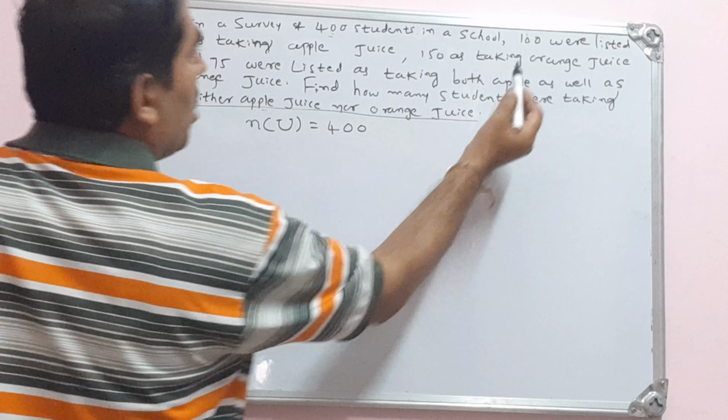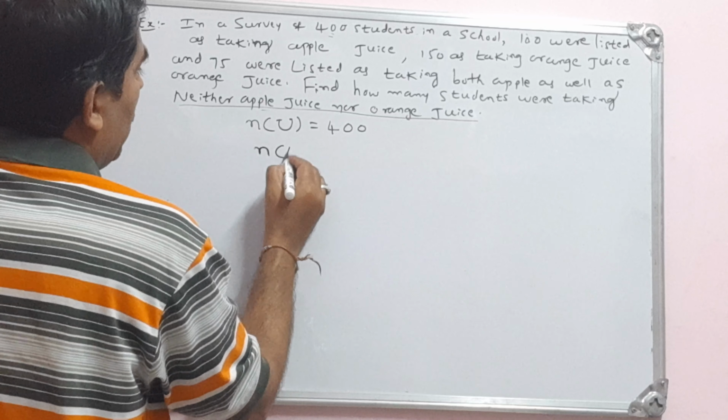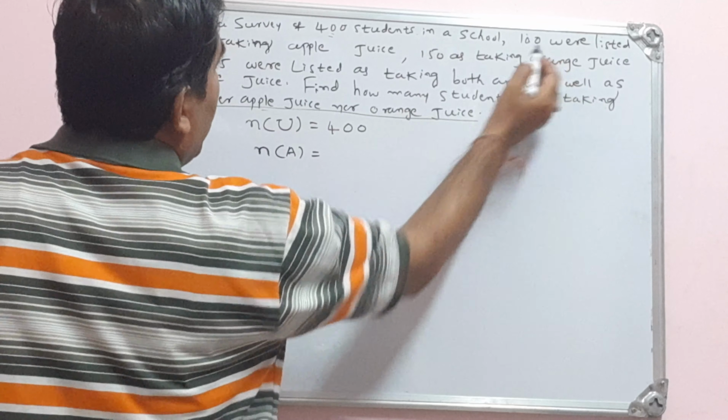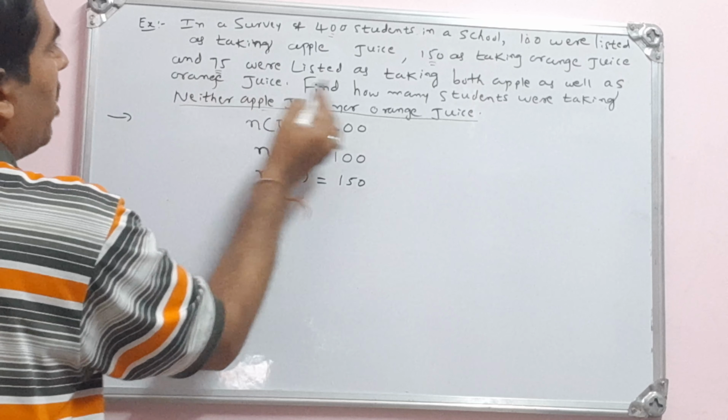Then let us look at the remaining facts. 100 were listed as taking apple juice. Let us take that as n of A. How many students like to drink apple juice? That is 100. I will take it as n of A. Then 150 as taking orange juice. I can take this as n of O, but O looks like 0, so I change the notation and take it as B. The number of students who like to drink orange juice is 150.